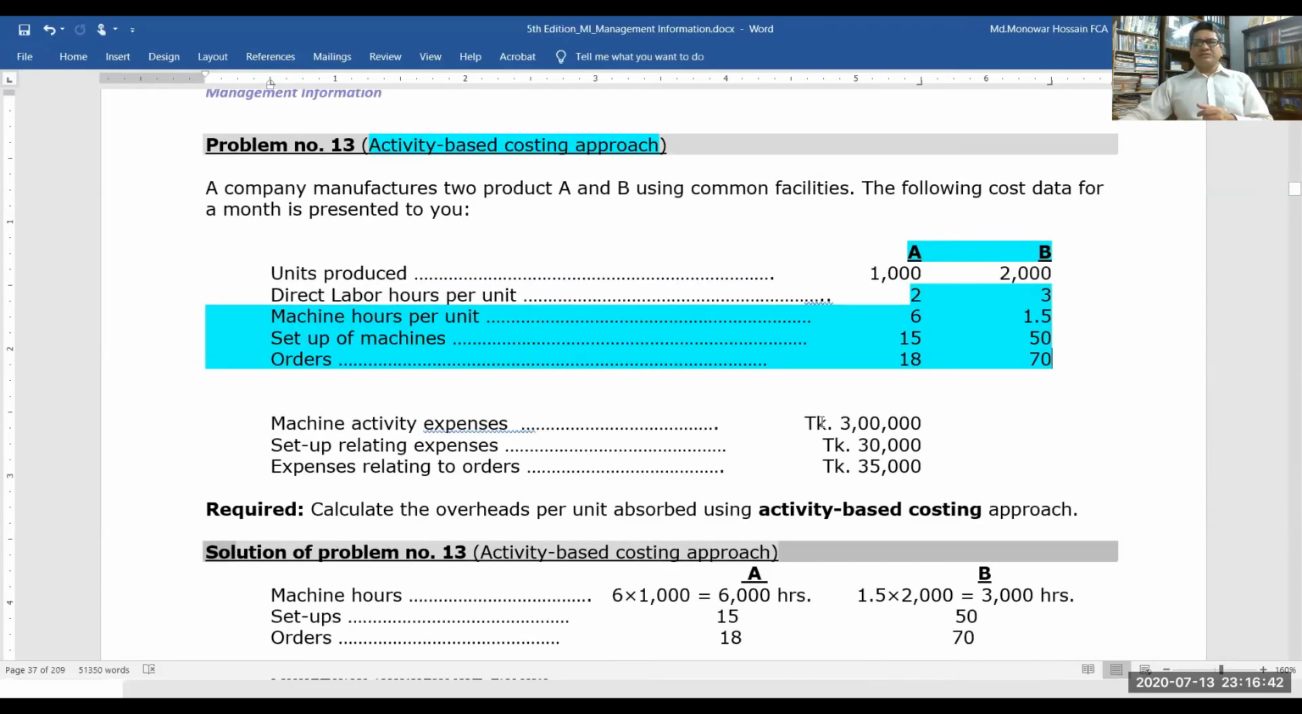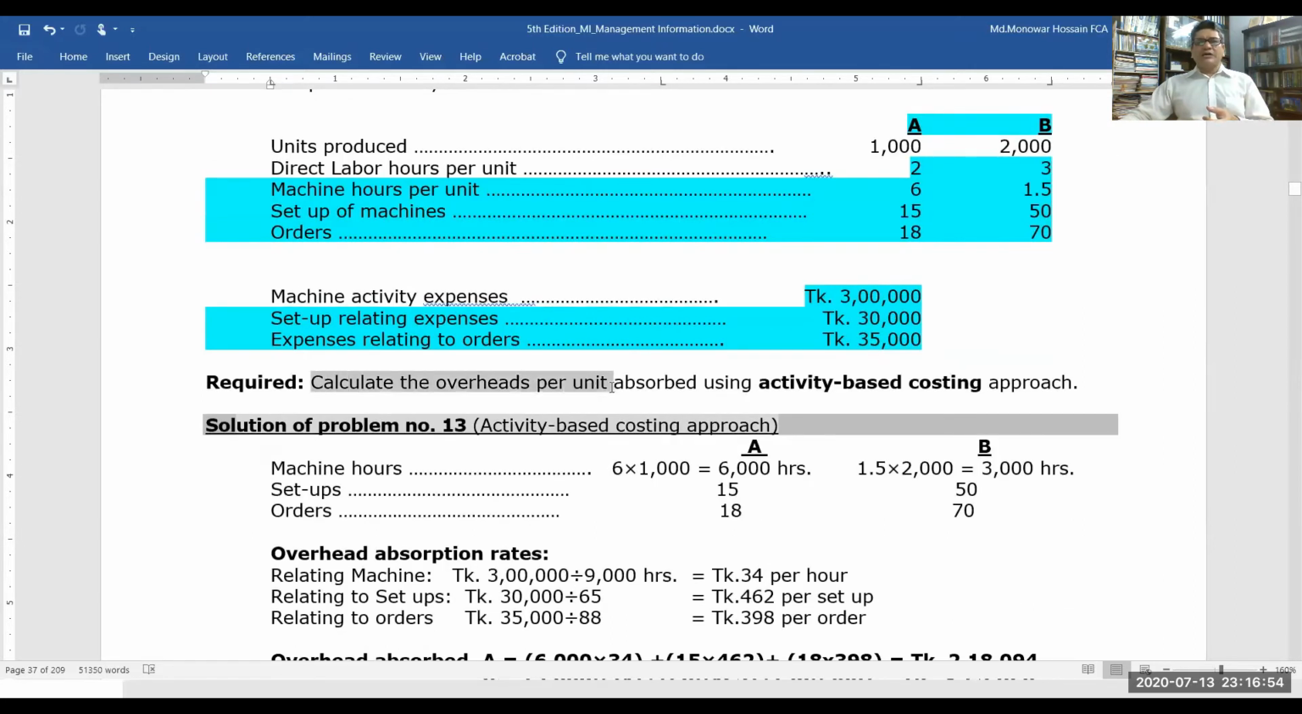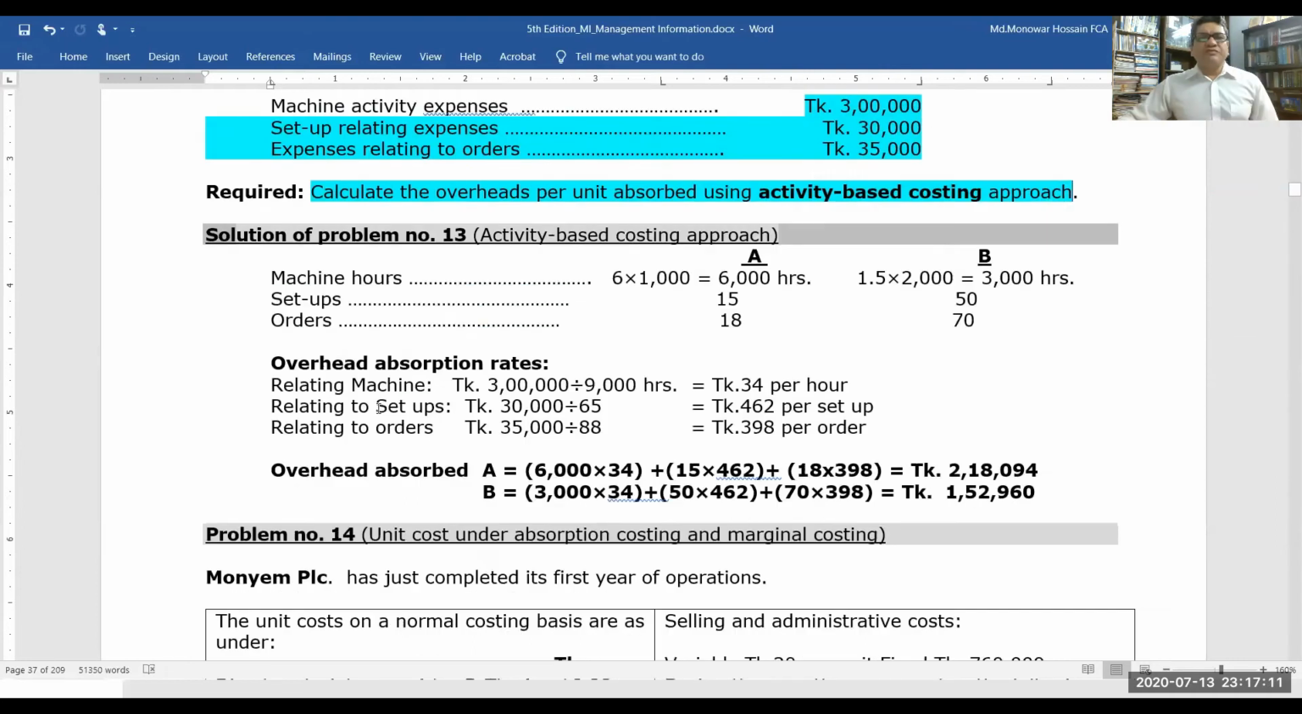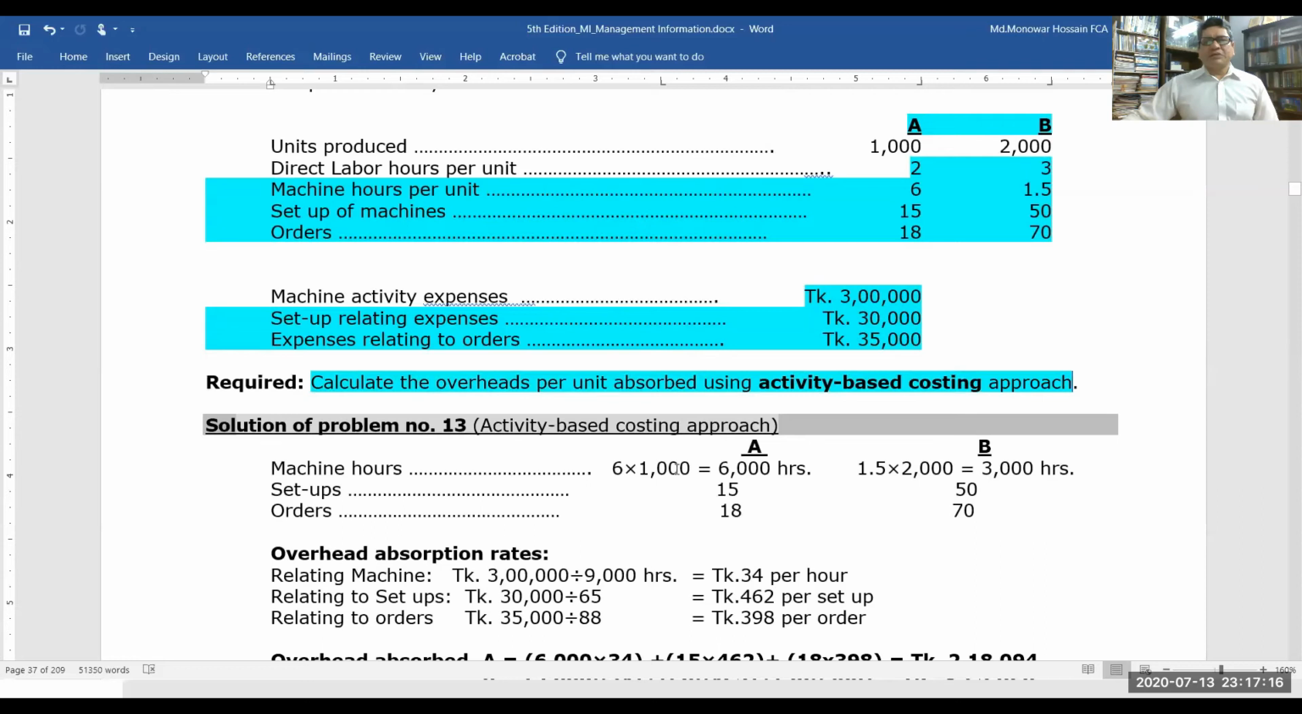And machine activity expenses to relax. Setup relating expenses 30,000. Expense relating to order 35,000. So calculate the overhead based on the activities. If we see here between machine hour, look here, 6 multiplied by 1,000, so required 6,000 hours for product A and 3,000 hours for product B, and set up 15 as given in the question, 15, 50, 18 and 70. We are putting in here.